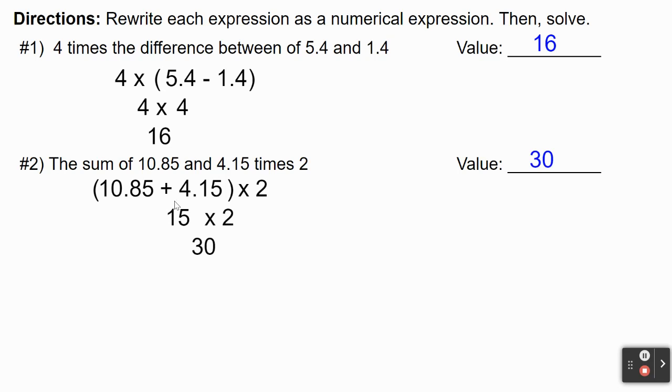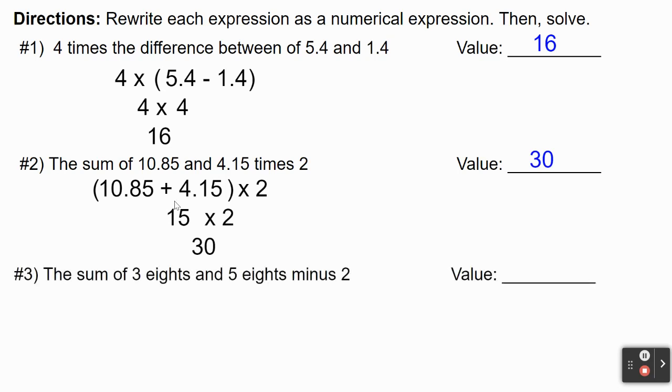Let's try one more problem. Here we have the sum of 3/8 and 5/8 minus 2. So the sum, remember, is the answer to an addition problem. So we know we're going to be adding. We'll be adding 3/8, which is 3 groups of 8, or 3 times 8. On the other side of the addition problem, we have 5/8, or 5 groups of 8, which is the same as 5 times 8. Finally, we're going to be subtracting 2.